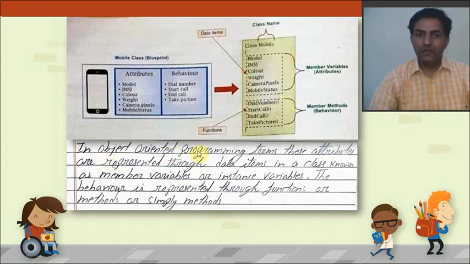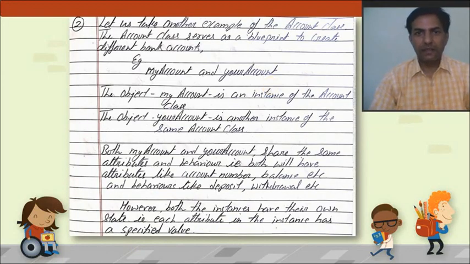Now in object oriented programming terms, these attributes are represented through data items in a class known as member variables or instance variables. The behavior is represented through functions or methods, or simply methods. Let us take another example of account class.